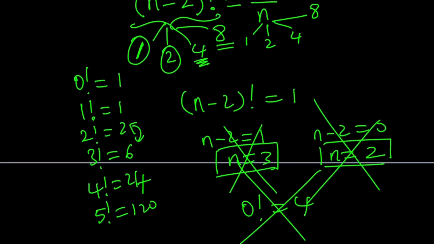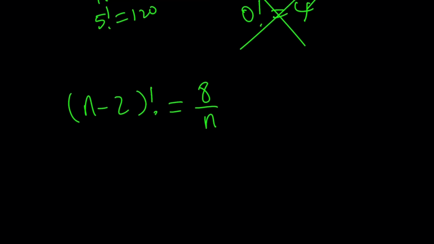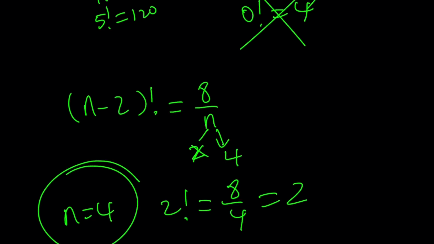So what do we end up with? The only thing that's going to work here is what? Let's go ahead and explore right here. n minus 2 factorial is equal to 8 over n. So we tried 1, it did not work. n equals 2 gave us 4, it didn't work. n equals 4 gave us 2, and that is going to work. Because if n is equal to 4, you get 2 factorial equals 8 over 4, which is 2, and that is the only solution to this equation.